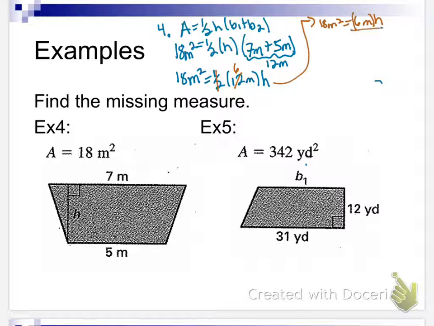To get that height by itself, which is what I'm looking for, I'm going to divide each side by 6 meters. 6 goes into 18 3 times. So we end up with 3 meters as my height.